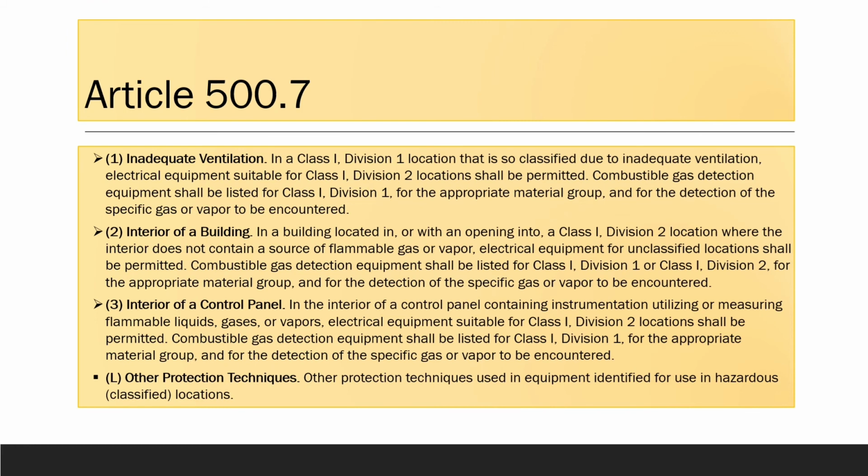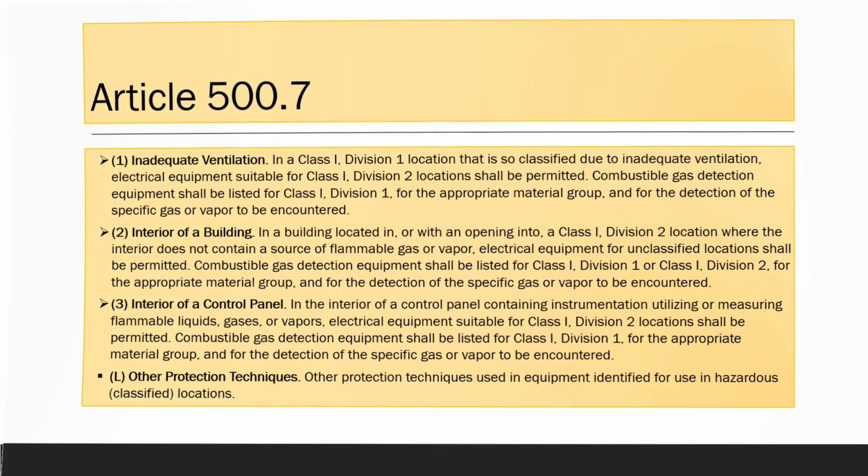Number 3. Interior of a control panel. An electrical control panel is a combination of electrical devices which use electrical power to control the various mechanical functions of industrial equipment or machinery. An electrical control panel includes two main categories: panel structure and electrical components. Letter L. Other protection techniques. Other protection techniques used in equipment identified for use in hazardous classified locations.